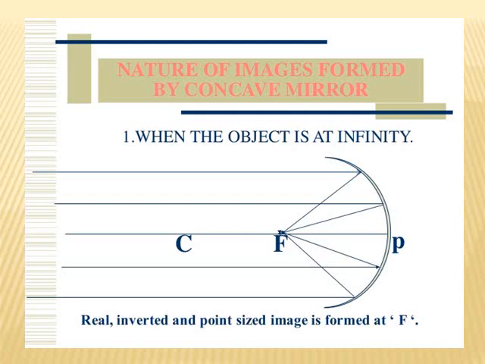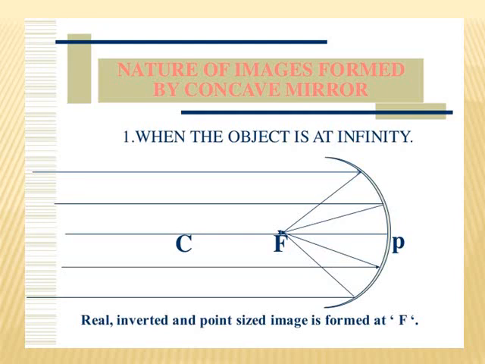So when the object is at infinity, all the rays are parallel. So all the parallel rays reflect and pass through the point F. So since all the rays are meeting at F, the image is formed at F. Okay, then here is the quality of the image. It is first real. When the image is formed on the reflecting surface side, it is real. Then it is inverted. Then it is point size.